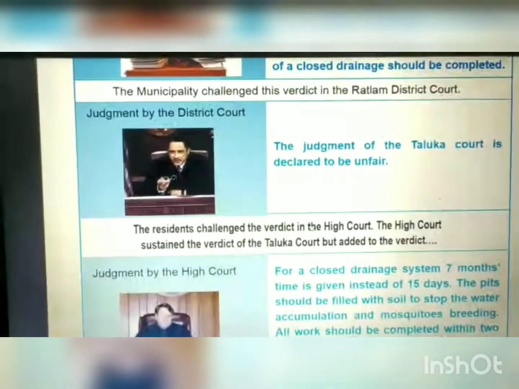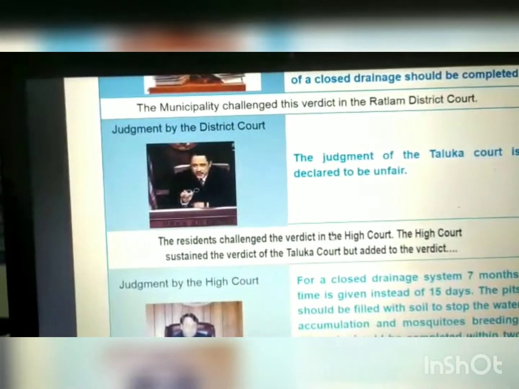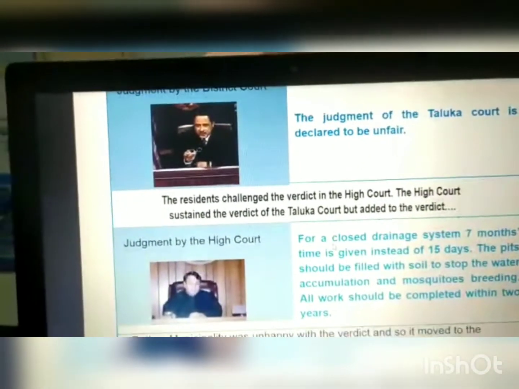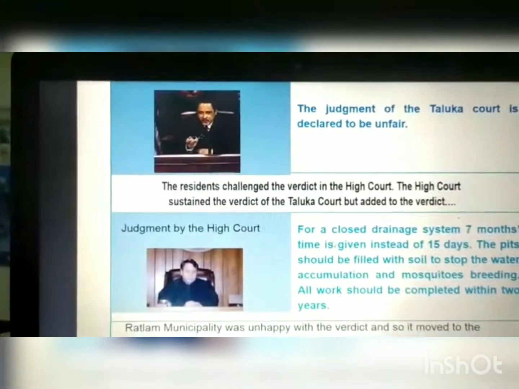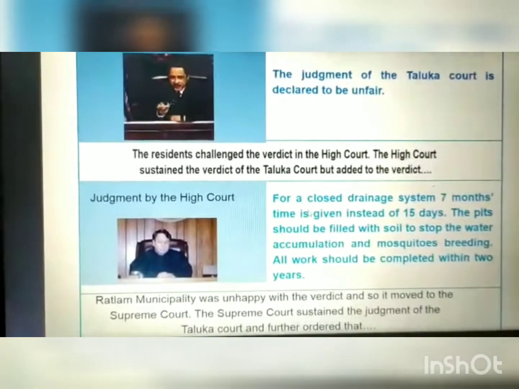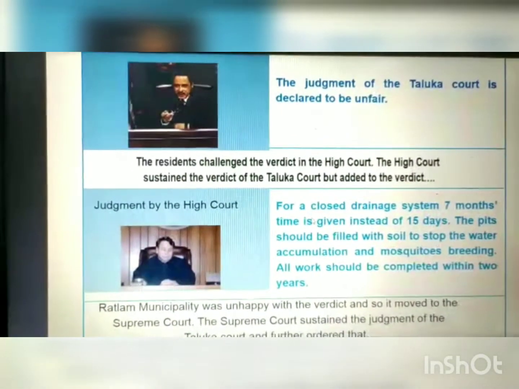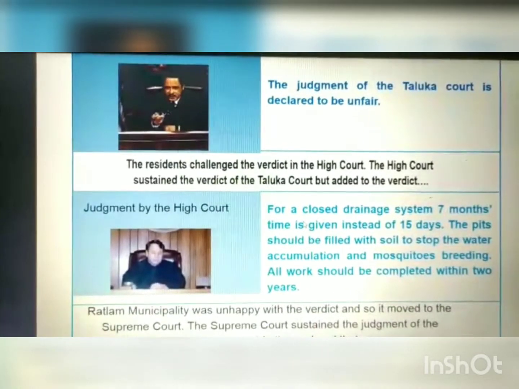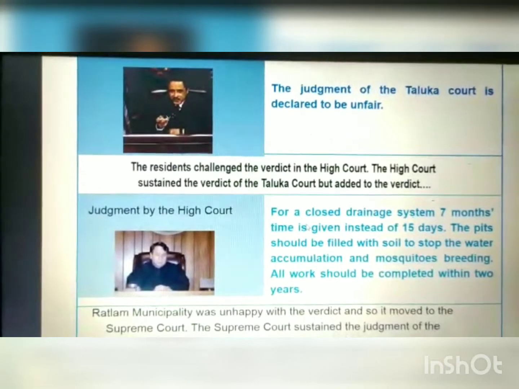Now when the case went from the district court to the high court, the high court said that the verdict of the Taluka court is correct, but it added some more clauses: for a closed drainage system, 7 months time is given instead of 15 days, and the pit should be filled with soil to prevent water accumulation and mosquito breeding.